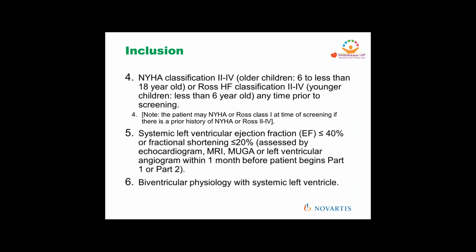It can also be measured by MRI, MUGA, or a left ventricular angiogram within 1 month prior to enrollment. And they have to have biventricular physiology with the systemic left ventricle. That's important because we do have patients who are single ventricle, who have a systemic right ventricle, and those are patients who are not candidates for enrollment in this trial.